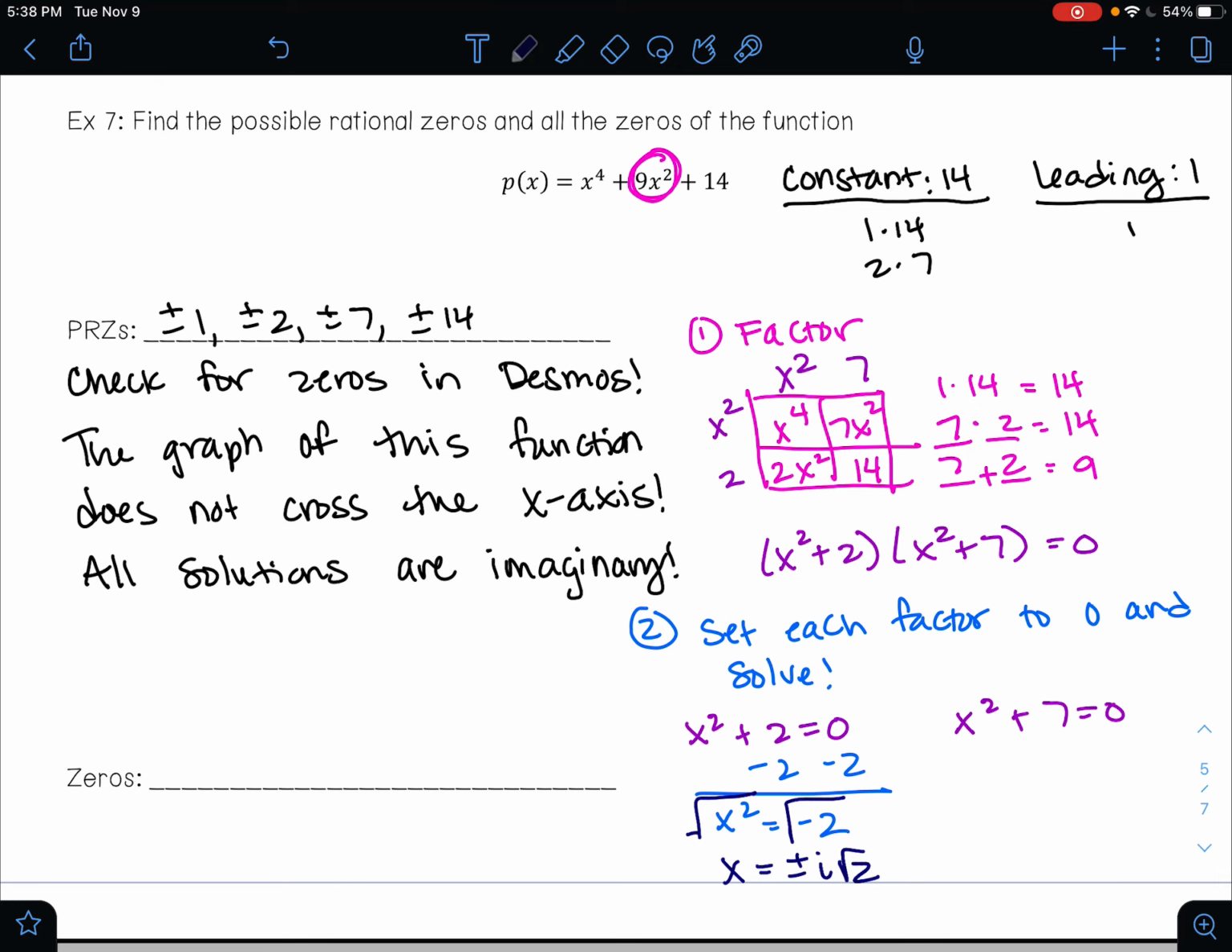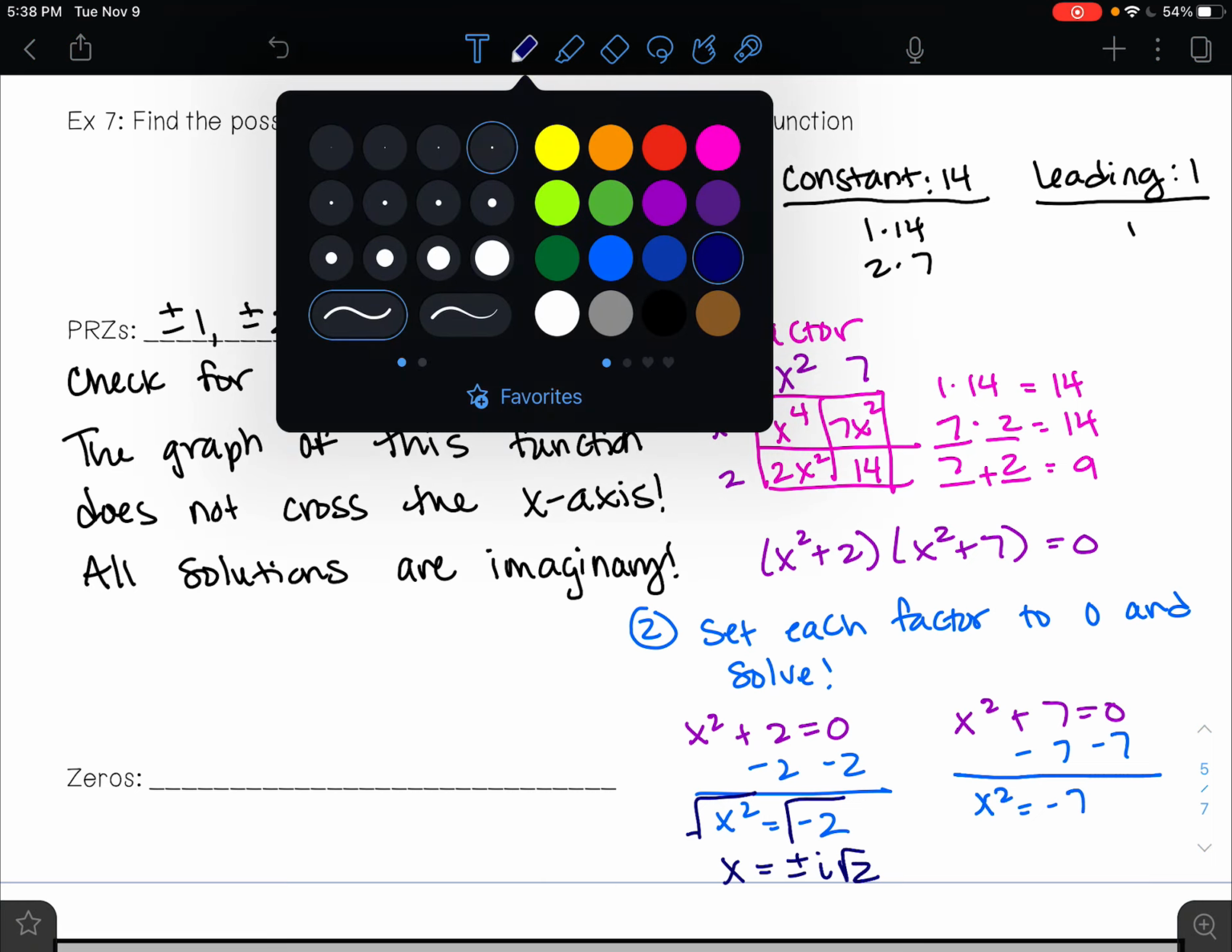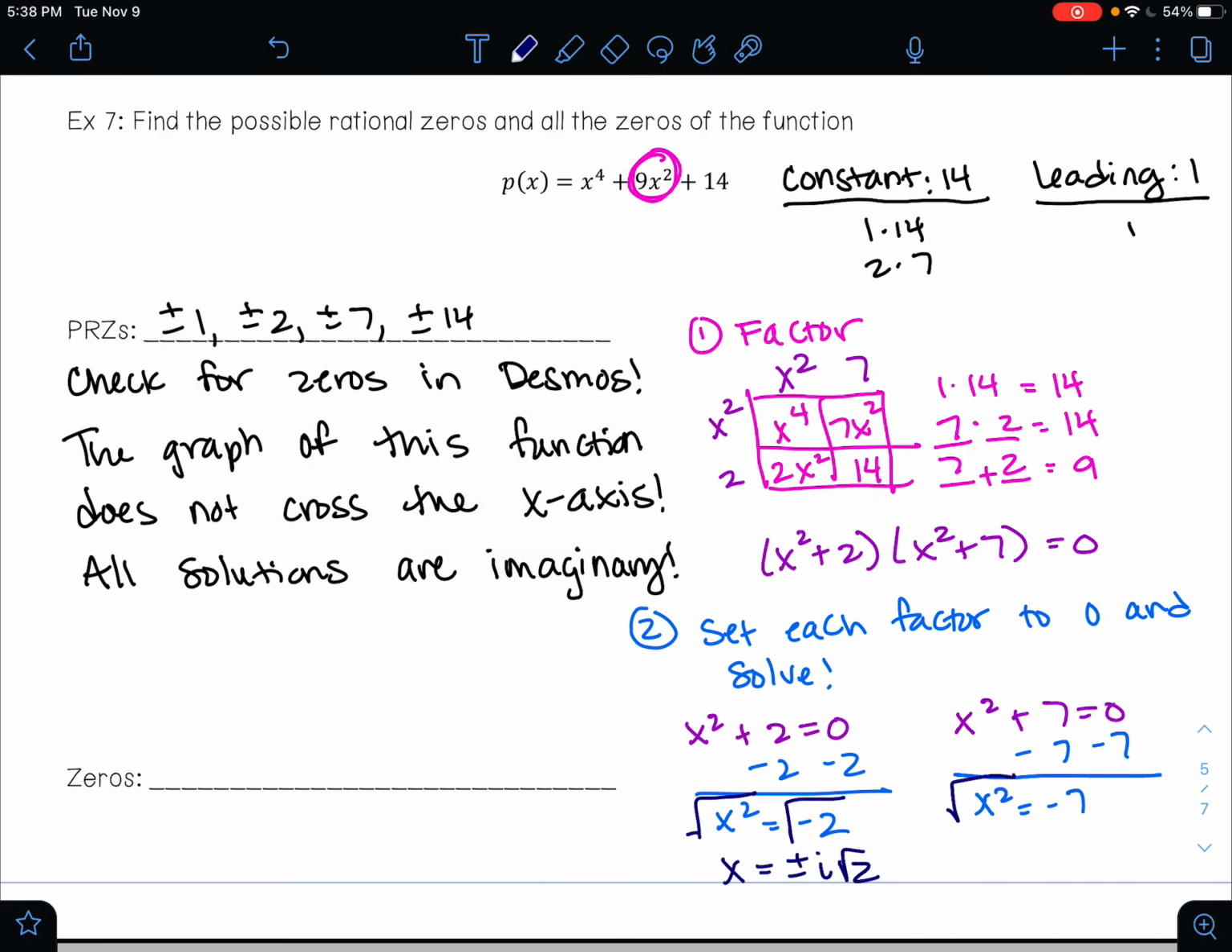For my second equation, to undo addition, I'll do subtraction and get x squared equals negative 7. To undo the square, I'll take the square root and get x equals plus or minus i square root of 7. So I have my 4 solutions. My 4 solutions are positive i square root of 2, negative i square root of 2, positive i square root of 7, and negative i square root of 7.